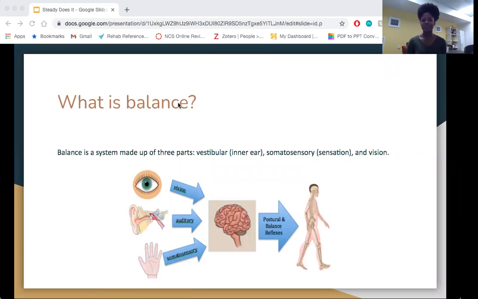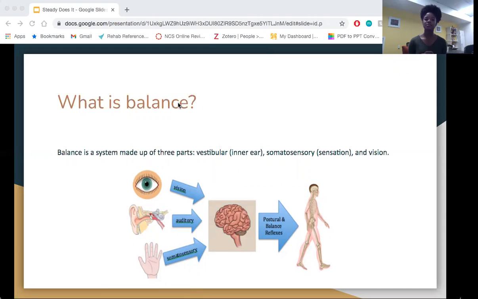So what is balance? There are 3 parts to your balance system, and all of these parts interact with areas in your brain to create motor outputs, which result in your balance. You've got your vision, your somatosensory, which is your sensation, and your vestibular, which is your inner ear.